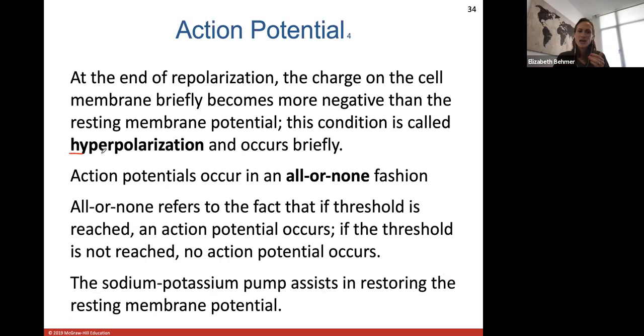And this is where the charge on the cell membrane briefly becomes more negative than the resting potential. So we might be at about negative 90 here. Remember, negative 70 was resting membrane potential. And the potassium channels may stay open, so a lot of potassium leaves, taking its positive charge. So we get extra negative, dipping into negative 90, maybe negative 100, and this is called hyperpolarization.